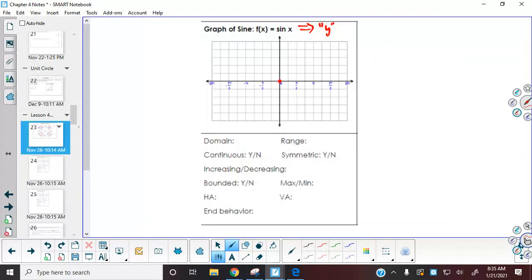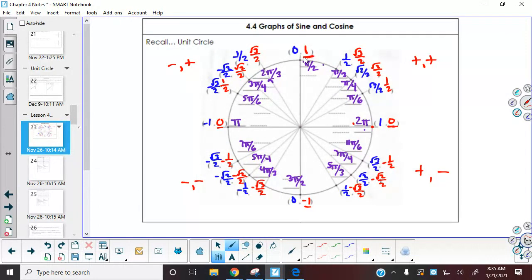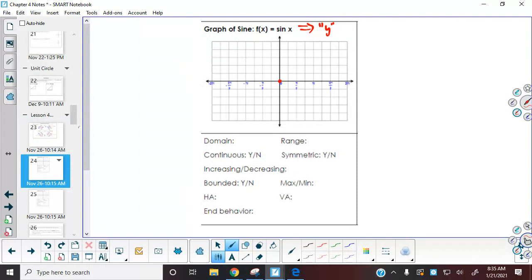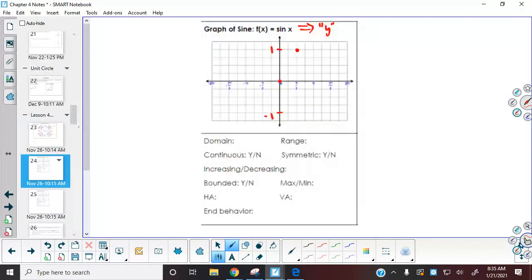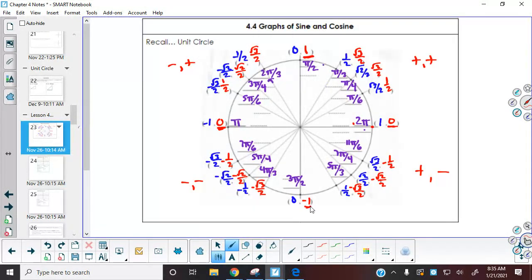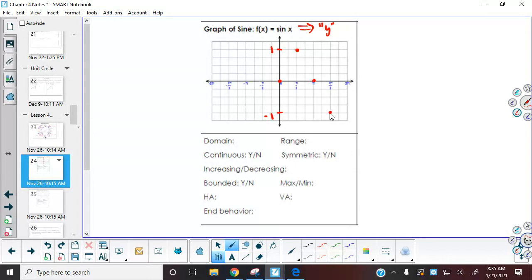If I come back to this and I look up here at the top, pi over 2, I'm going to be at a y value of 1. So at pi over 2, I'm actually going to change my axes here. At pi over 2, I'm going to be up 1. If I go all the way around the circle to pi, I'm now going to be at 0. So again, I can come over here, and at pi, I'm going to be at 0. And then at 3 pi over 2, down here, I'm going to be at negative 1. And if I go all the way around to 2 pi, I'm back to 0.